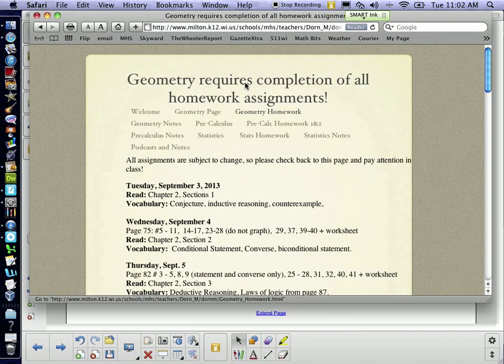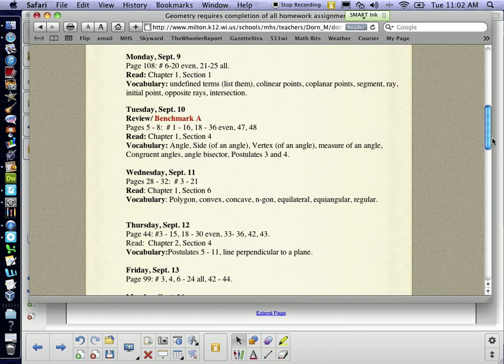For those who aren't sure about what the homework is tonight, here we go. Pages 5 through 8, 1 through 16, 18 through 36 even, 47 and 48. Most of these are extremely short, quick little problems, not big, long proof type things. They're pretty straightforward. I don't think you're going to have too much difficulty. Pages 5 through 8, numbers 1 through 16, 18 through 36. Basically 1 through 36, skip number 17.